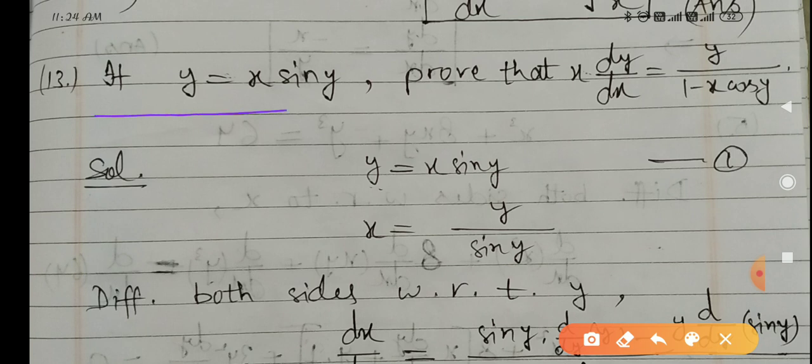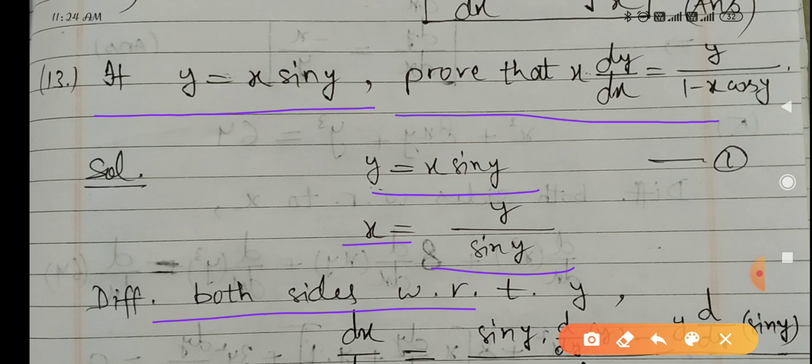If y equals x sin y, prove that x dy upon dx equals y upon 1 minus x cos y. How can we prove? First of all, it is given y equals x sin y. So here you can make x the subject. x equals y upon sin y. Now you can differentiate this function with respect to y.